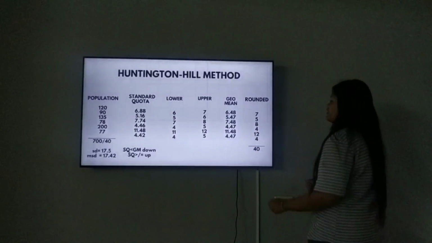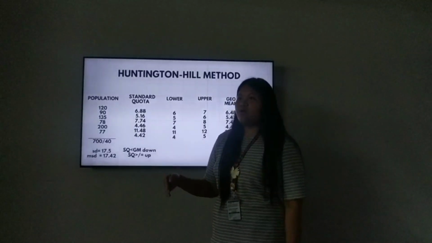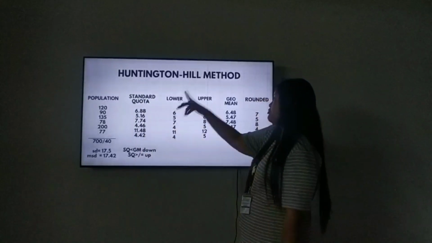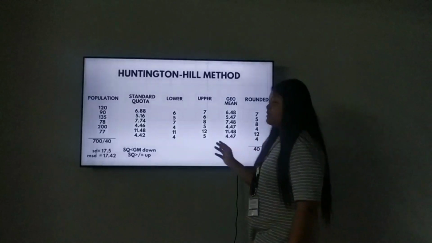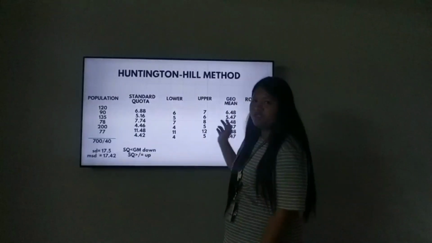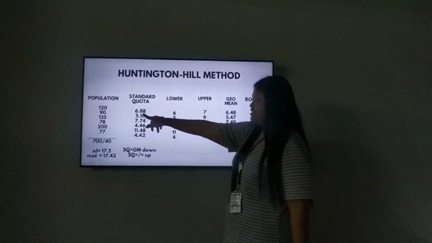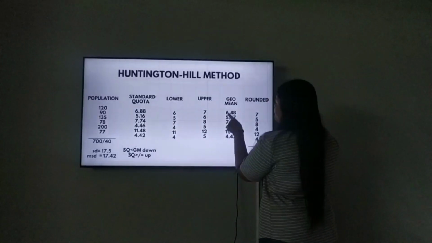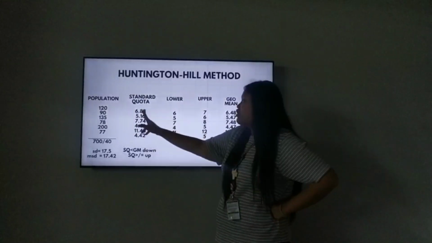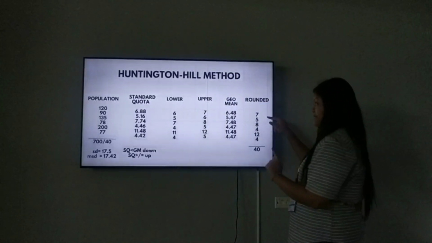In the rounded section here, we use the rule that if the standard quota is less than the geometric mean, we should round down. Hence, if the standard quota is greater than or equal to the geometric mean, we should round up. So let us check. The standard quota here is 6.88. Compare it to the geometric mean, which is 6.48. As you can see, our standard quota here is higher. So we should round up. So our rounded product here is 7.